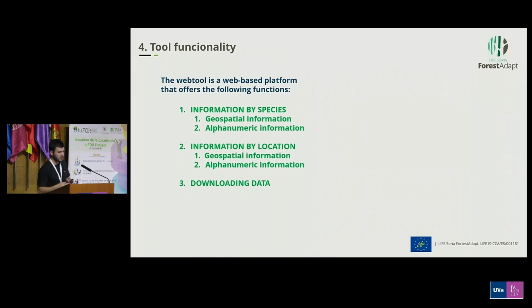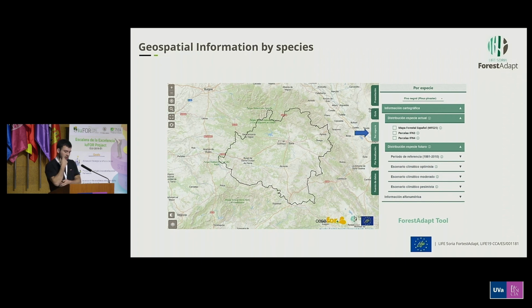Then, entering directly into the tool, what we have is the information that they produced divided into 2 big categories: the information by species and the information by location. In these 2 parts, we have geospatial information and alphanumeric information, and finally, we also have access to downloading the data. Here, I present you the aspect of the tool. In this case, we are starting with the geospatial information by species.